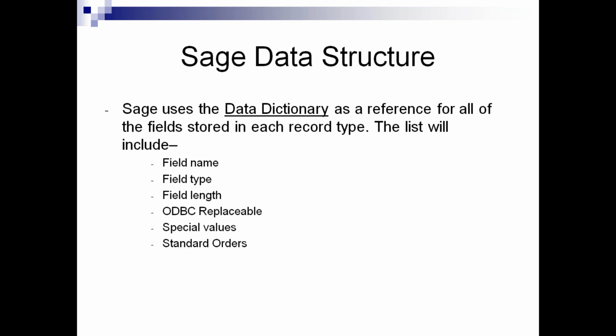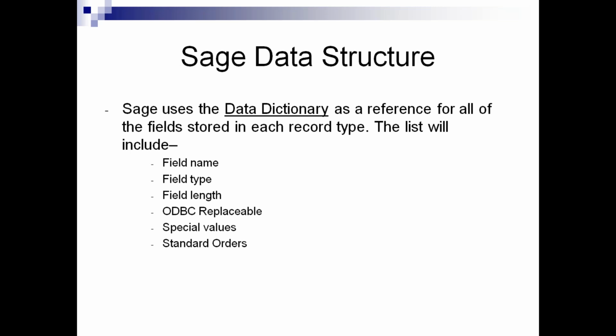Now, some of the things that you're going to see in the printout of that data dictionary for a specific record, you'll see the field name, the type of field, whether it is alpha, numeric, or a date field, how wide the potential field length is for that field, whether or not you can use ODBC to replace values, or in some cases you can even create files with ODBC. If that field has hard-coded programmed special values, those will also show up on the data dictionary. And then lastly, you'll see the standard orders for that particular record.